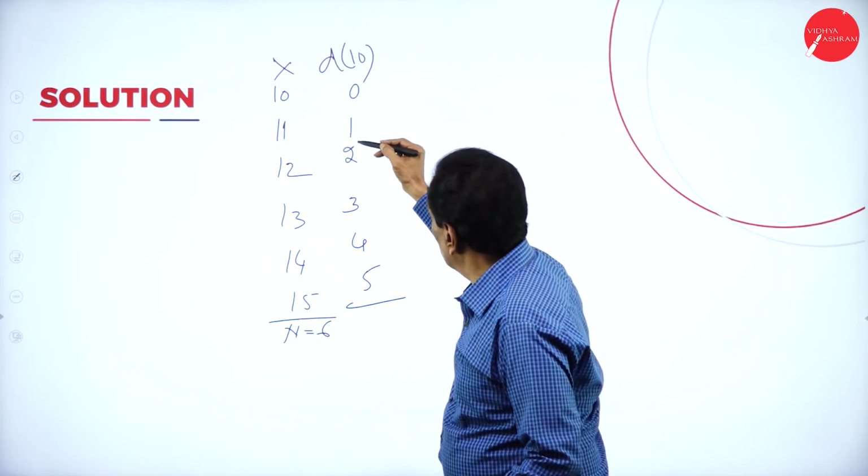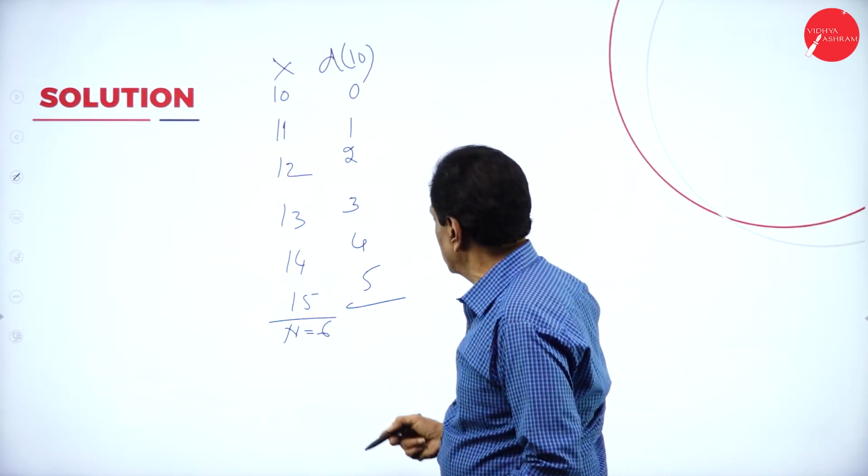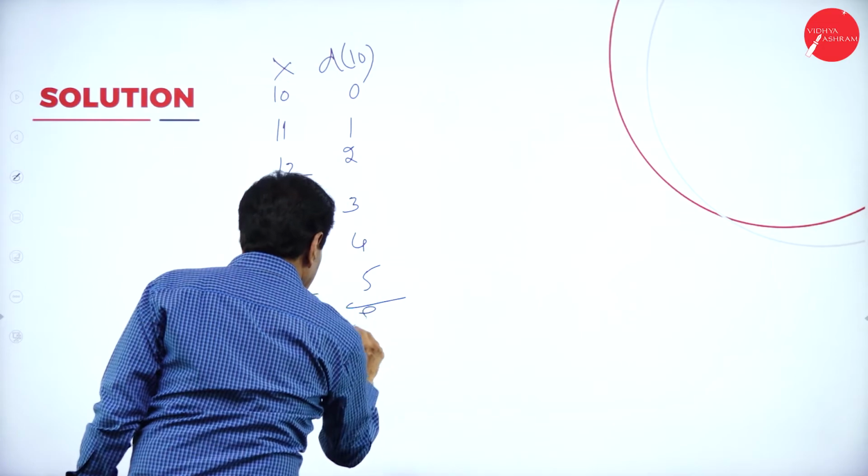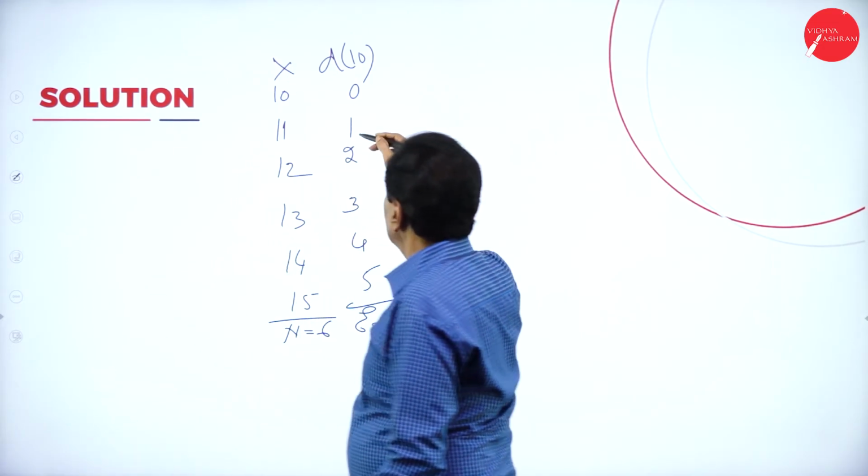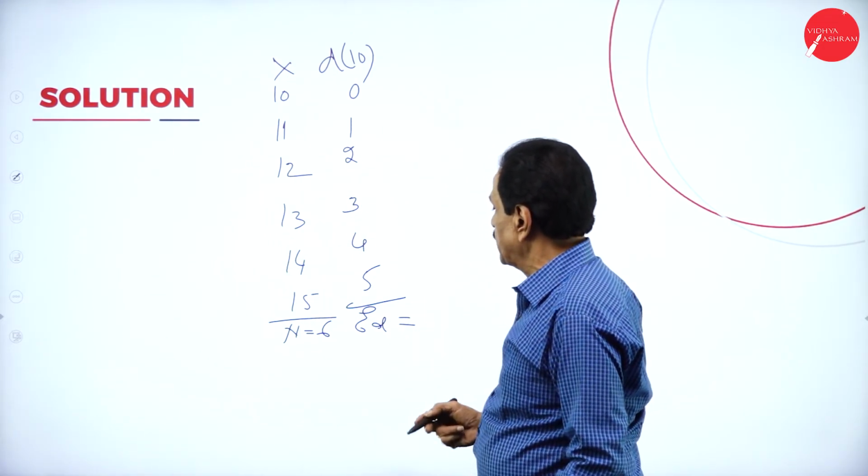Add the numbers. 1 plus 2, 3. 3 plus 3, 6, 10, 15. Sigma D is 15.